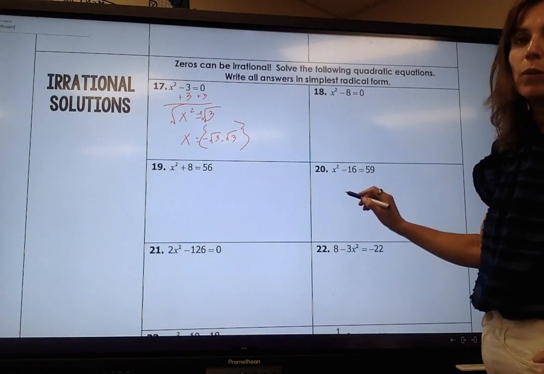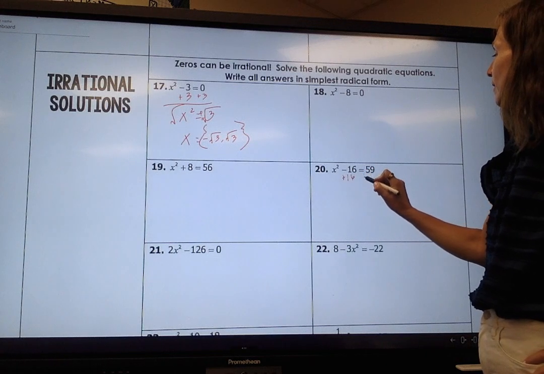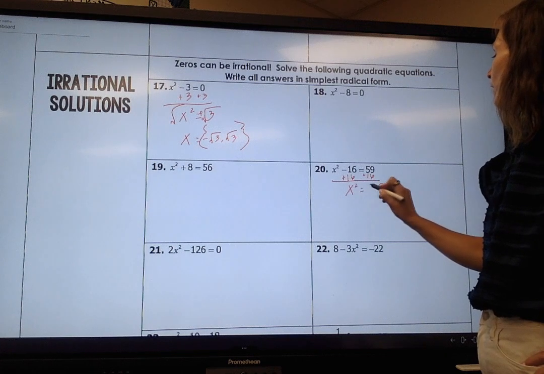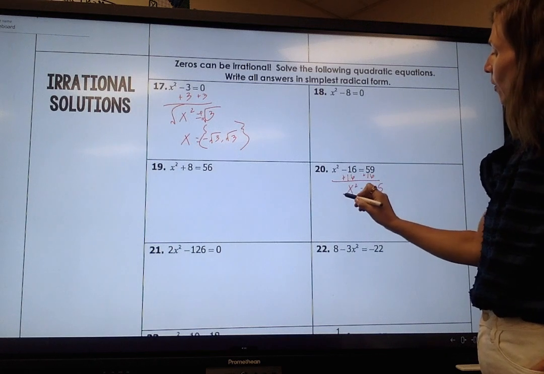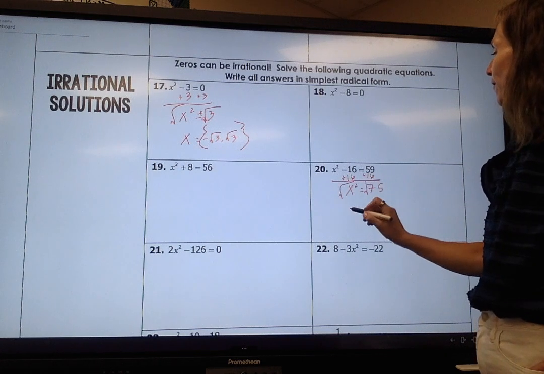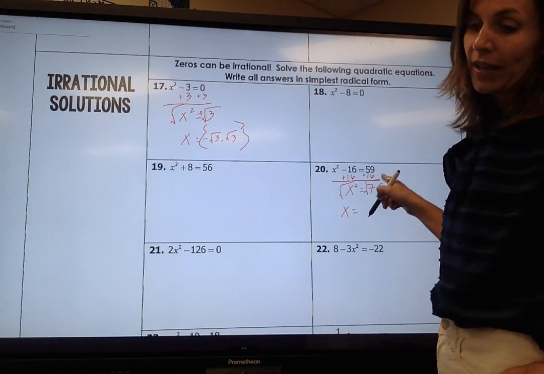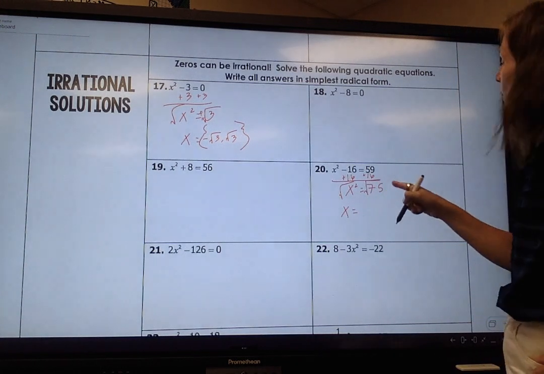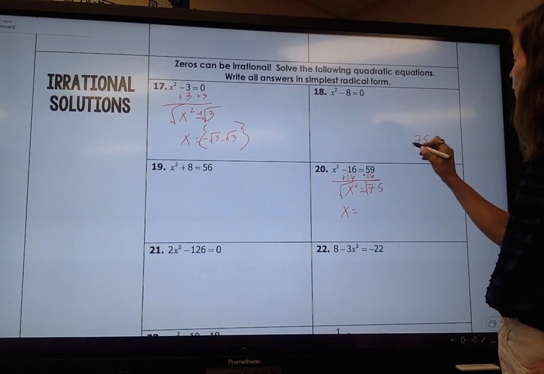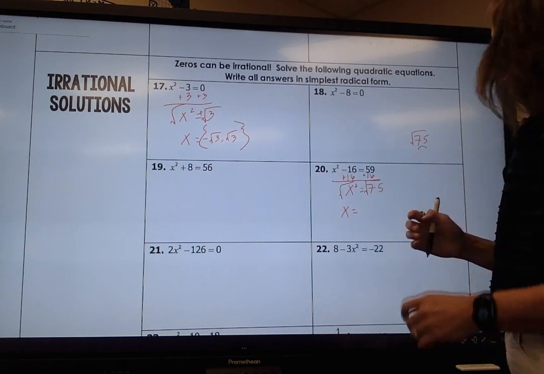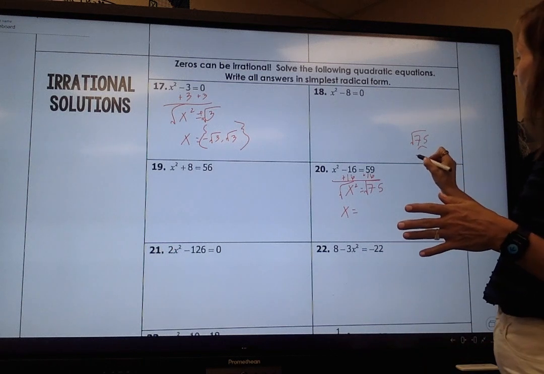So I still want to isolate. That doesn't change. So add 16. When I do that, now I take the square root of 75. So x equals, I can simplify square root of 75. So remember when we simplified these square roots last year? It took 2 numbers to circle and come outside. So I'm going to factor this out.